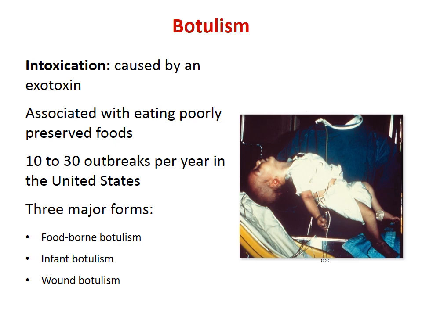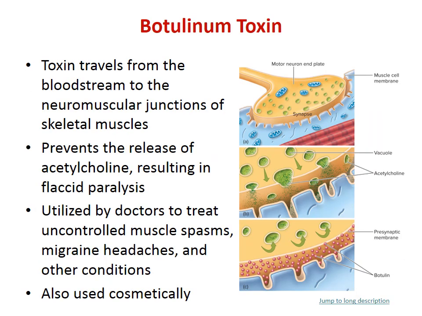So let's talk about another Clostridium problem, which is Clostridium botulinum, which causes botulism. This is often an intoxication by ingestion of the toxin, which is an exotoxin. This usually happens again through eating poorly preserved foods, and we do see roughly 10 to 30 outbreaks per year in the U.S. The idea here, though, is that this toxin is going to disrupt the way the muscles would actually contract. So let's talk about how the botulinum toxin will work.